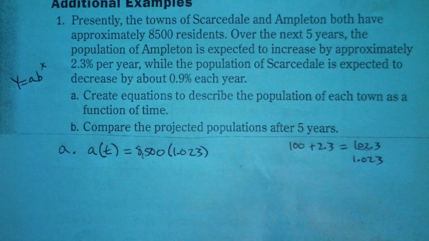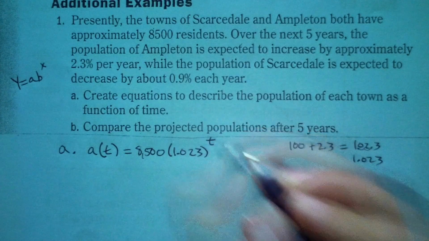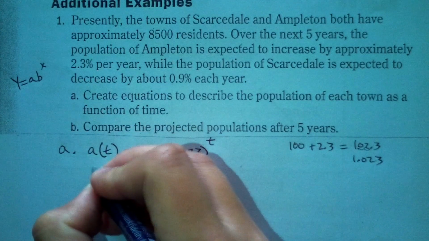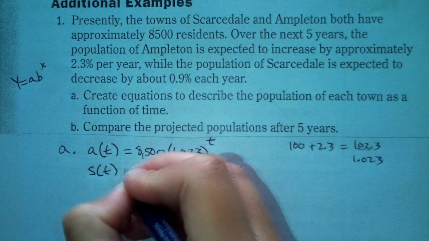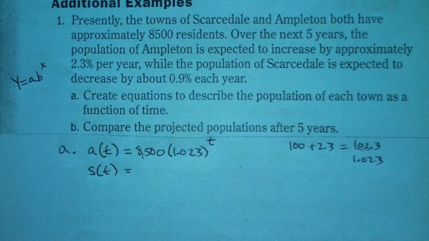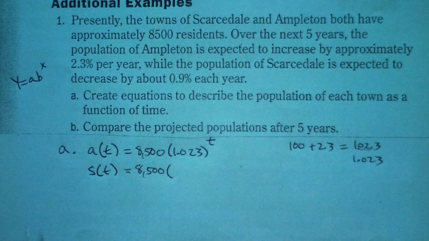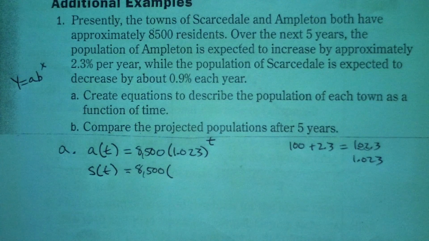And then for part B, it wants us to do some projected populations for 5 years down the road. So where's the 5 going to go into our formulas? For the T, right? Because that's what we're trying to find, what our population is going to be after that T amount of years. So we'll put that in there. I'm going to start with the A one. So A of 5, if we're doing it as functions, is equal to that 8,500 times 1.023 to the power of 5.